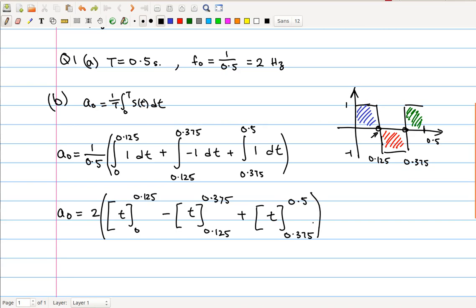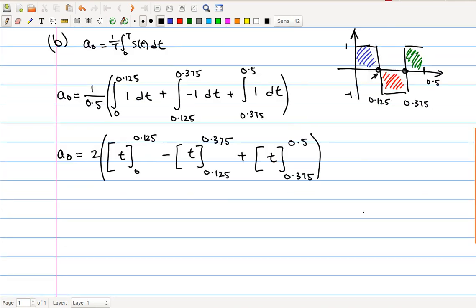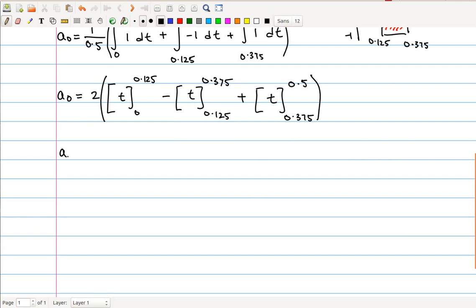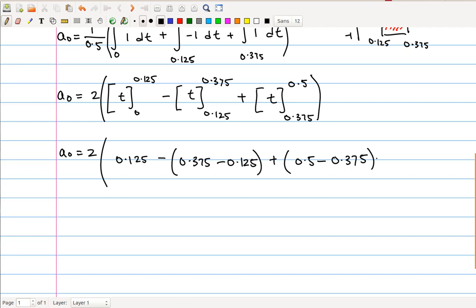okay, close brackets, and then of course we go upper limit minus the lower limit, leave the 2 out the front, upper limit minus the lower limit, this is 0, I won't write it in, minus 0.375 upper limit minus the lower limit plus upper limit minus the lower limit. Okay, and if you were to compute this in your calculator, it will actually give you 2 times 0. Okay, so this whole thing will give you 0.